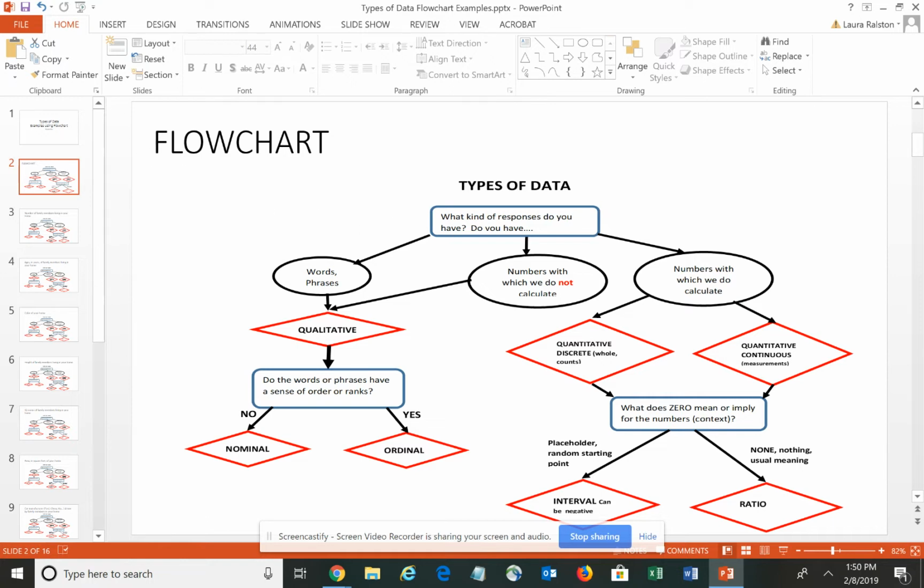And you start out by asking yourself, what kind of responses do you have? Do you have words or phrases? Do you have numbers with which we do not calculate or numbers which we do calculate with? And then it walks you through. So I want to go through some examples together and show you how to use this flow chart to ultimately get to the correct answer.